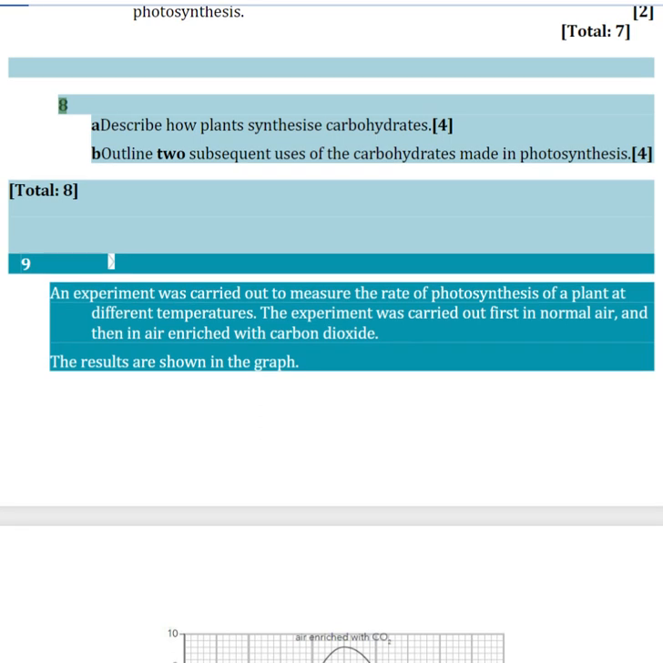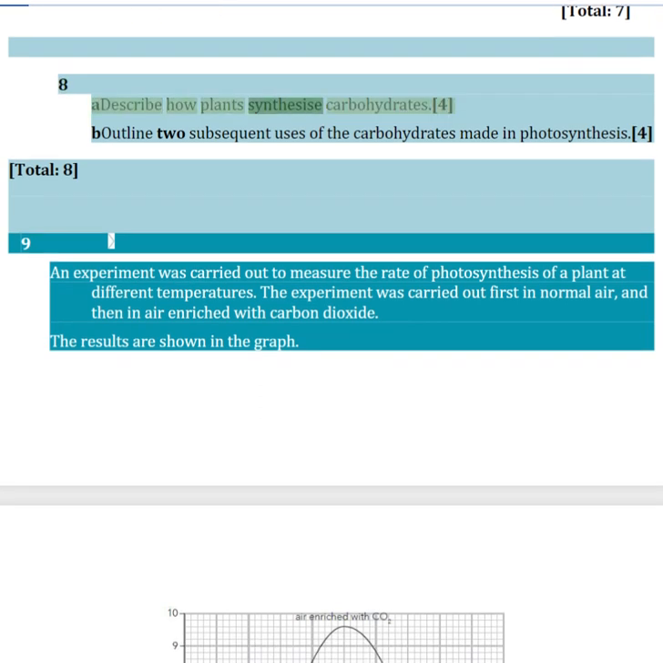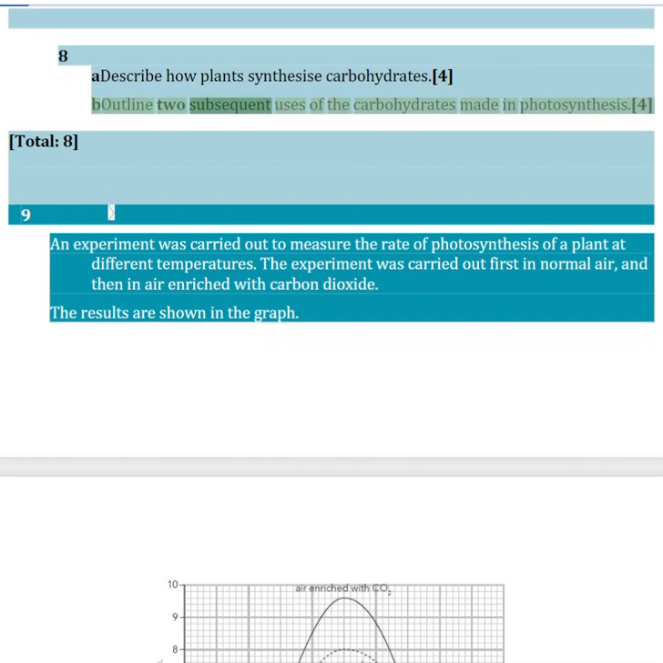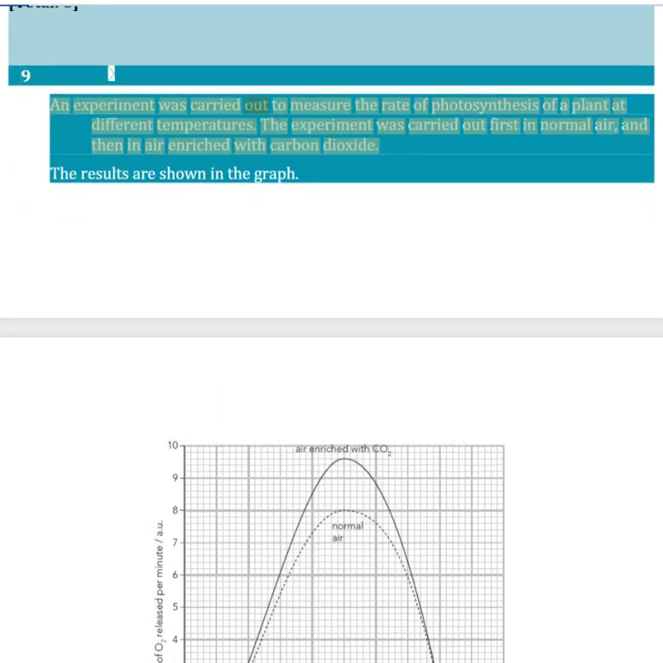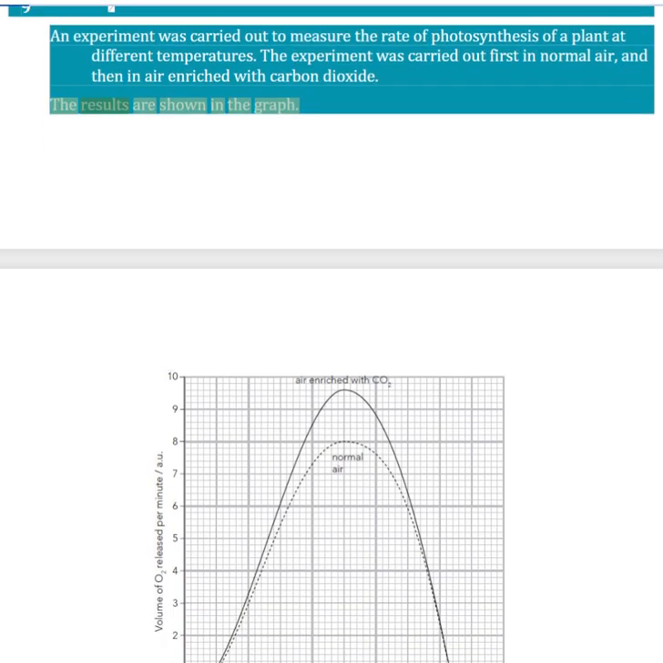8. A. Describe how plants synthesize carbohydrates. B. Outline 2 subsequent uses of the carbohydrates made in photosynthesis. 9. An experiment was carried out to measure the rate of photosynthesis of a plant at different temperatures. The experiment was carried out first in normal air, and then in air enriched with carbon dioxide. The results are shown in the graph.